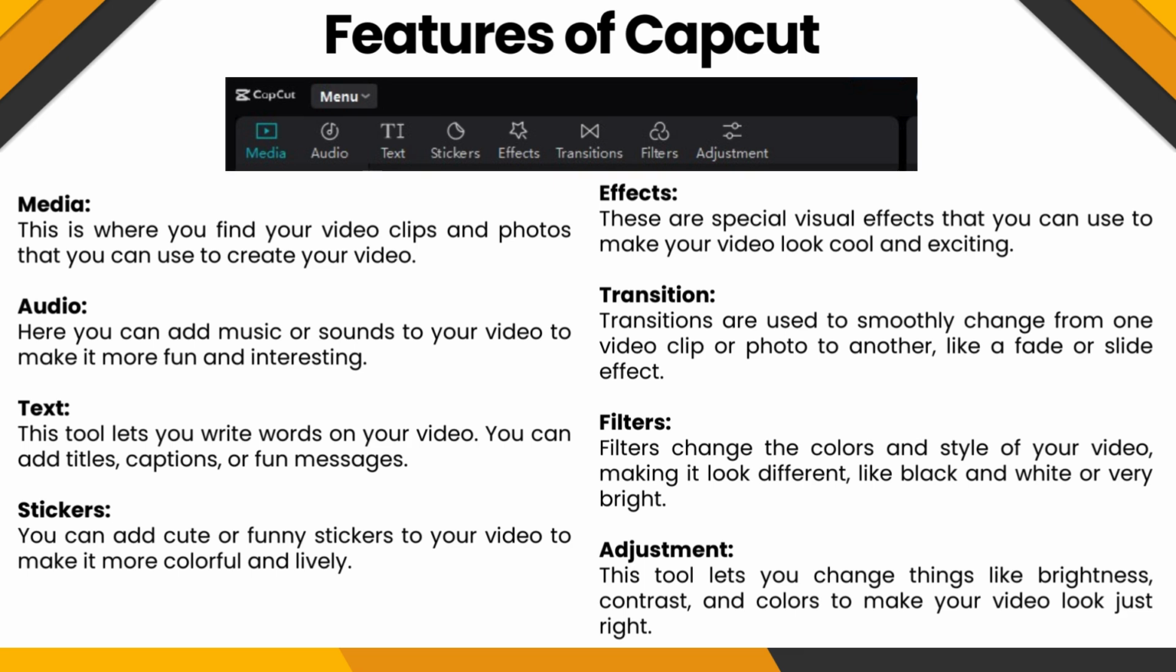Transition. Transitions are used to smoothly change from one video clip or photo to another, like a fade or slide effect. Filters. Filters change the colors and style of your video, making it look different, like black and white or very bright. Adjustment. This tool lets you change things like brightness, contrast, and colors to make your video look just right.